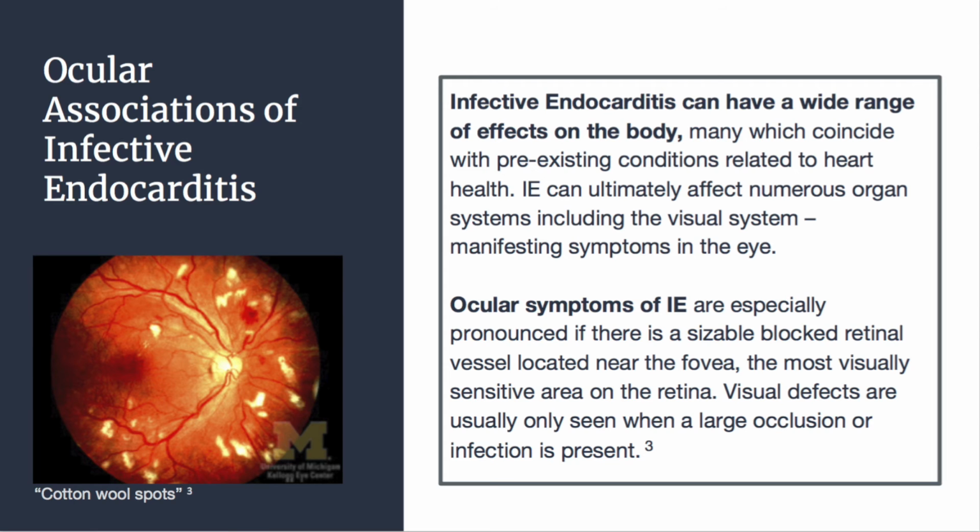Ocular symptoms of IE are especially pronounced if there is a sizable blocked retinal vessel located near the fovea. The fovea is the most visually sensitive area of the retina. Visual defects are usually only seen when there's a large occlusion or an infection is present. In the bottom left corner of the page, we can see what are called cotton wool spots on the retina. These are whitish or yellowish glowing spots that result from microinfarctions on the retina.